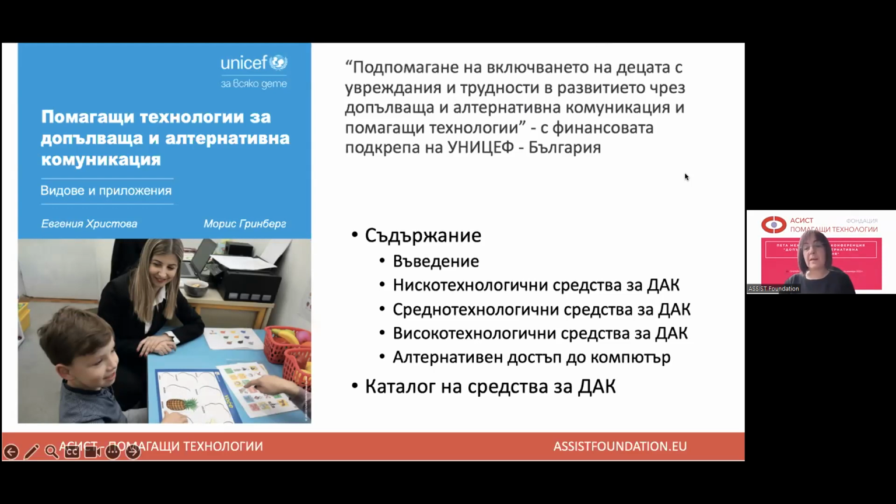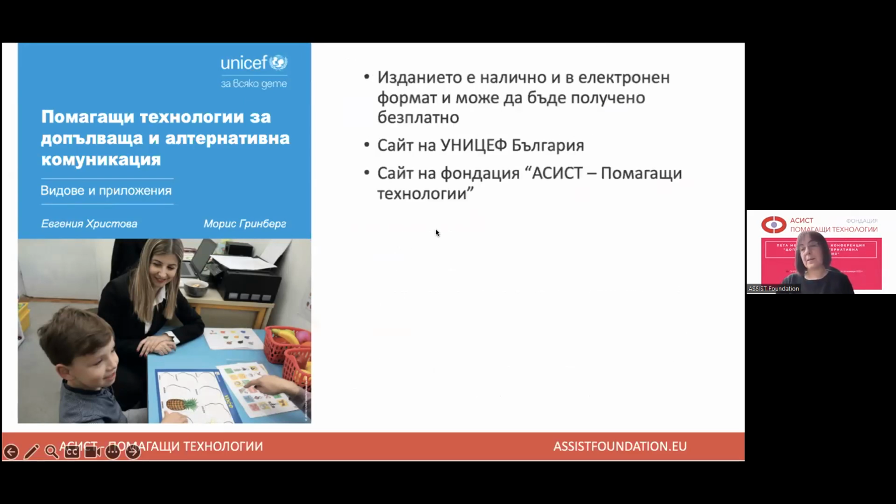Apart from the presentations in this edition, as a second part, there was a catalogue of the AAC means. This edition is within the partnership with UNICEF, as I said, so it can be found for free at the website of UNICEF Bulgaria. You can also find a link at our website. It directs to the website of UNICEF. These are materials and resources which cover many fields.